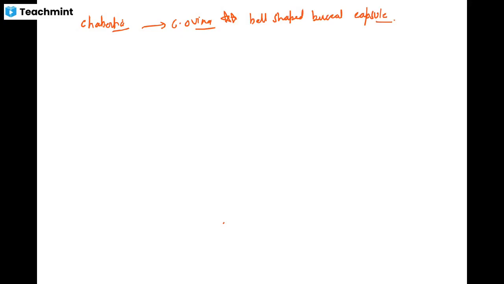Another is Chabertia. Here the species is Chabertia ovina. The important point is that it has a bell-shaped buccal capsule. Chabertia ovina occurs, as the name suggests, in sheep.